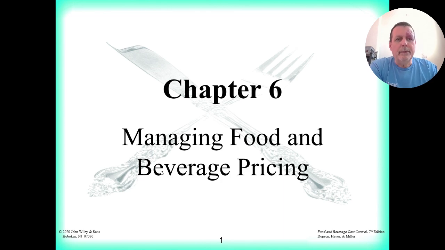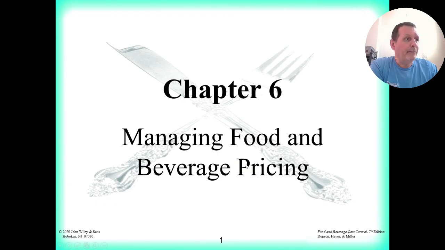All right, class. So this is chapter 6, which is managing food and beverage pricing. So a few things are going to influence whether you make money or don't make money more than how you price your items. Okay, so we're going to talk about a lot. All right, so this is probably one of two or maybe even three videos.